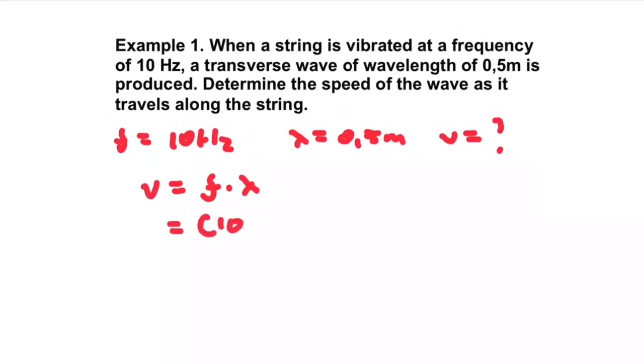So we're going to have 10 multiplied by the wavelength, which is 0.5. If you put that in a calculator, you'll get 5 meters per second. So there we go. The speed of the wave as it travels along the string is 5 meters per second. Let's go ahead and solve the problem that follows.